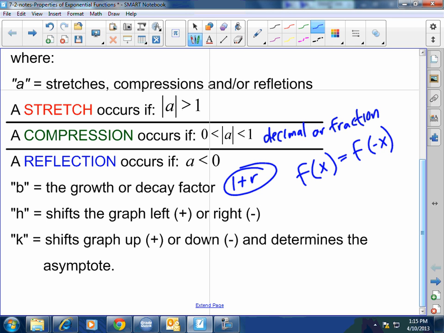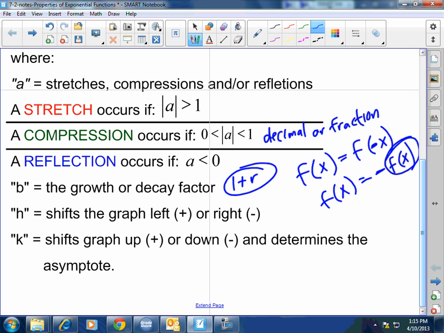Yeah, if I make the x negative, I am only reflecting over the x-axis. If I make the whole entire function negative, I reflect over the y-axis. Does that make sense? When I'm only affecting the x, I'm reflecting over the x-axis. When I affect the whole entire function, I reflect over the y-axis.